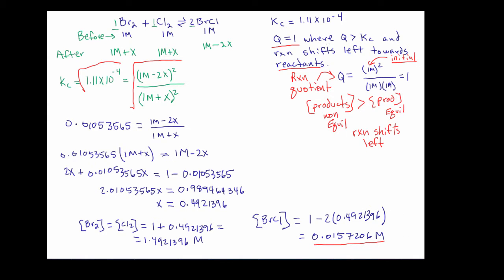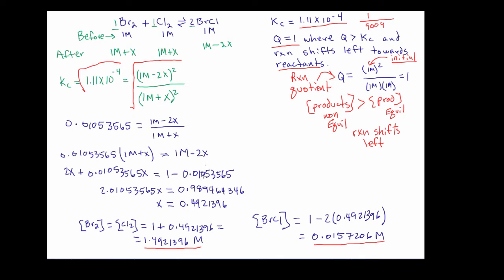But going back to the top of my screen here, remember that your Kc value is 1.11 times 10 to the minus fourth. And in the previous video, I pointed out that at equilibrium, therefore, the ratio of products to the reactants is 1 to 9,009. So there should be a very small amount of BrCl in this reaction mixture when we're done, by comparison to the Br2 and the Cl2.